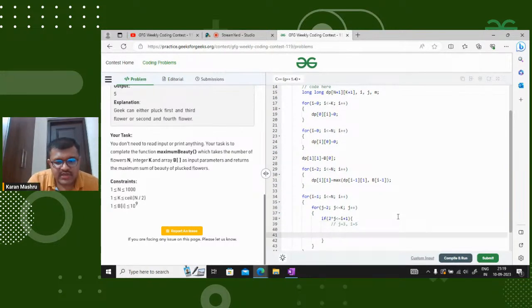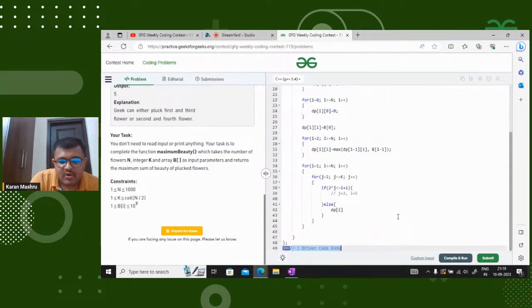So if 2 star j is less than or equal to i plus 1, else if that is not possible, then dp of i j would be 0, because if we cannot pluck j number of flowers, if we do not have enough flowers, keeping the rule in mind, then we cannot obtain the beauty, so maximum beauty would be 0. Else, now there are two choices: either we consider the ith flower or we do not consider the ith flower.